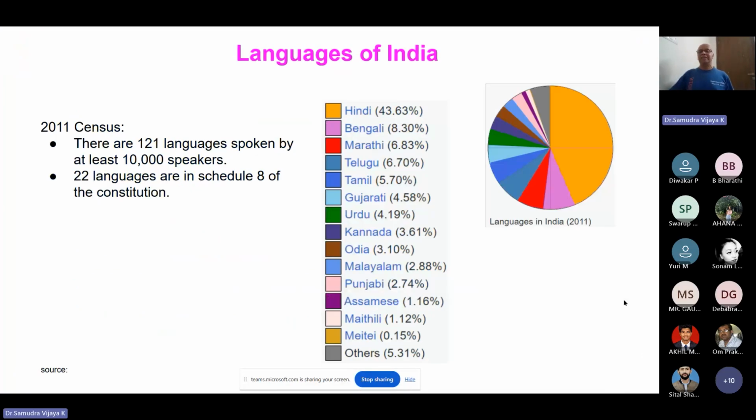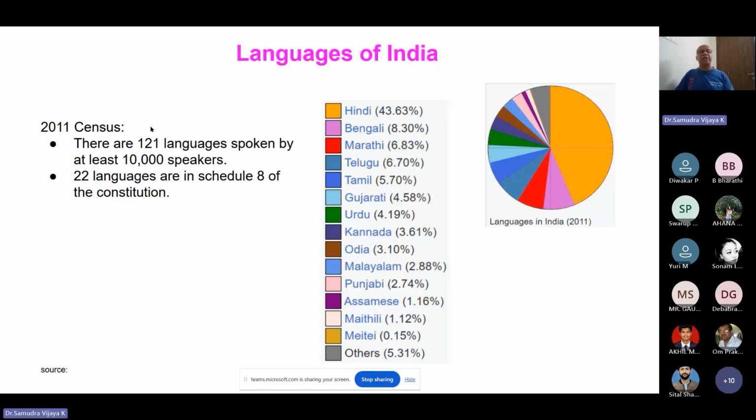So let's look at this, right? India is the most populous country, and it is also a country which has lots of languages. It's a multilingual country. The number of languages is, some people say 500 or more, but let us go by what the census of Government of India says. The 2011 census said that there are 121 languages which are spoken by at least 10,000 speakers. So that's the threshold that they put.